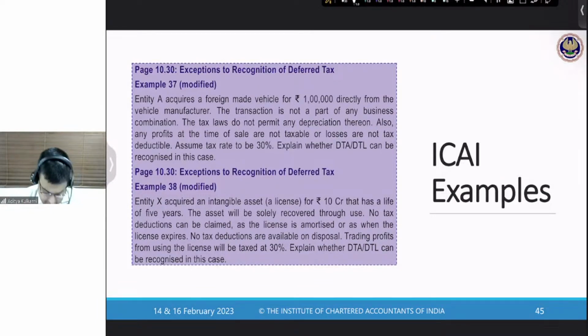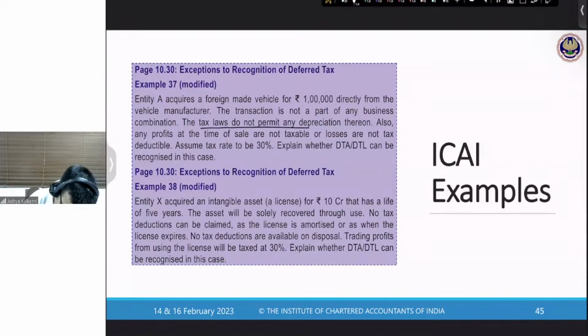Ideally, I should be recognizing a deferred tax liability. Ideally, yes. Why? I have a carrying amount, I have a tax base. For carrying amount, I will record the asset, I will start to depreciate it, so on and so forth. But for tax purposes, this is not going to be recognized. So therefore, whether a DTA or a DTL can be recognized in this case, neither. Both you cannot recognize because it is not having any tax implication.